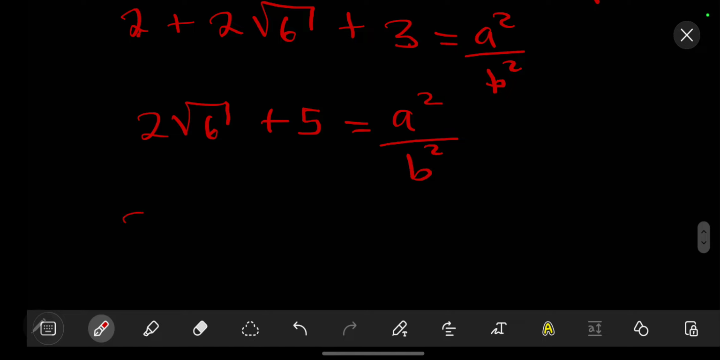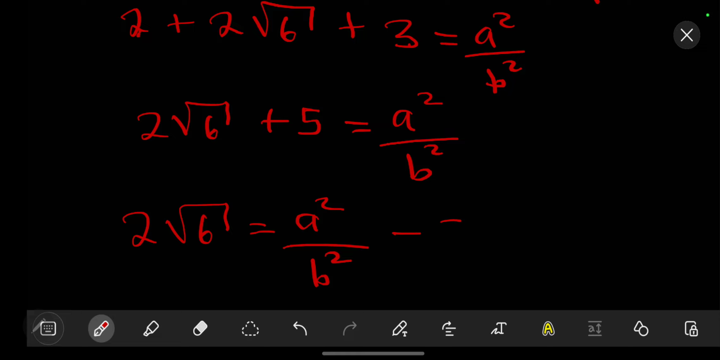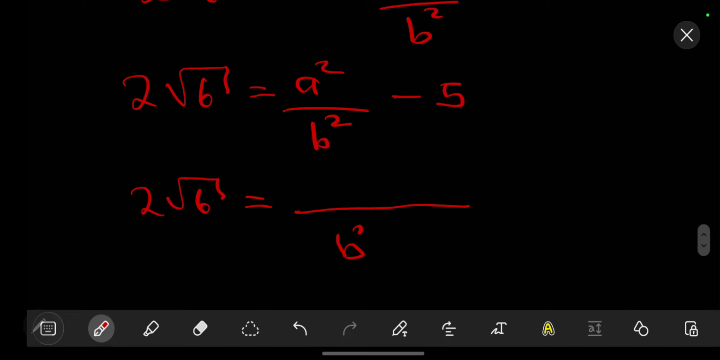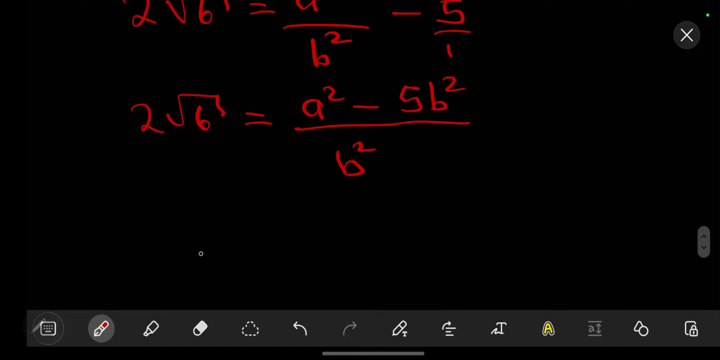Taking the 5 to the other side, we are going to have 2 square root of 6 equal to a squared over b squared minus 5. So doing that means 2 square root of 6 should be equal to, b squared is common here, so b squared divided by b squared is 1 times a squared, we have a squared minus b squared divided by 1, which is b squared times 5, negative 5b squared.